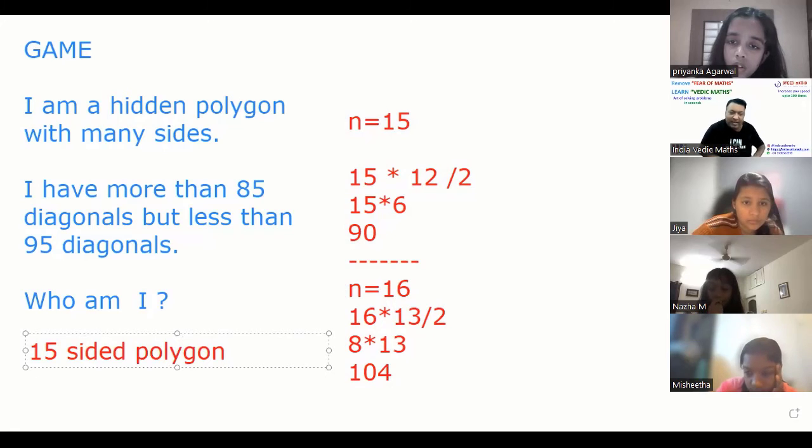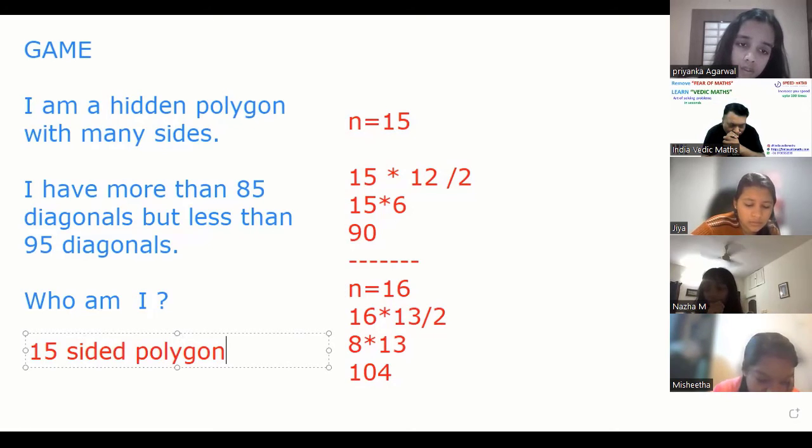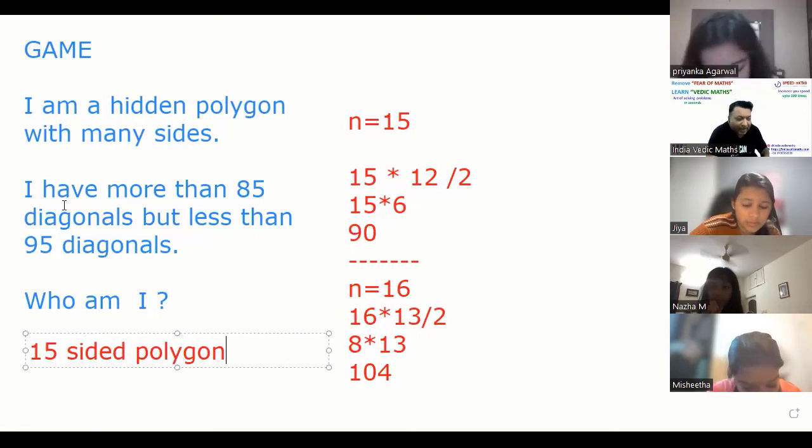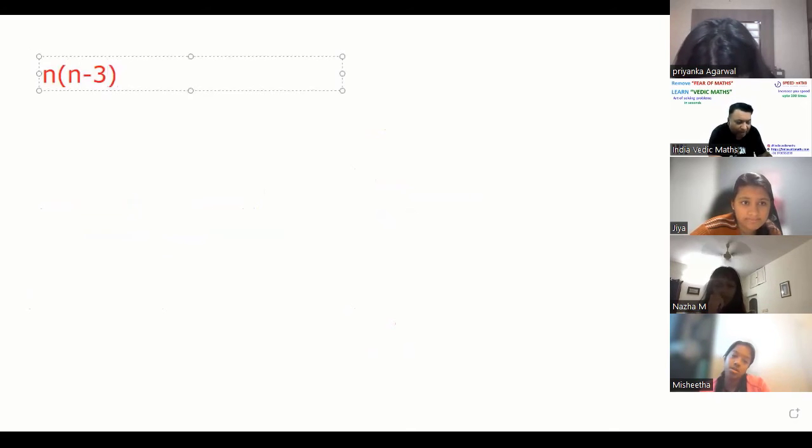Excuse me, sir. Yes, please. What if you have a big number as the number of diagonals? You can't guess for big numbers. So how do you find it out? Then you have to use algebra. You know n times (n minus 3) by 2 is the formula. That is a good question.